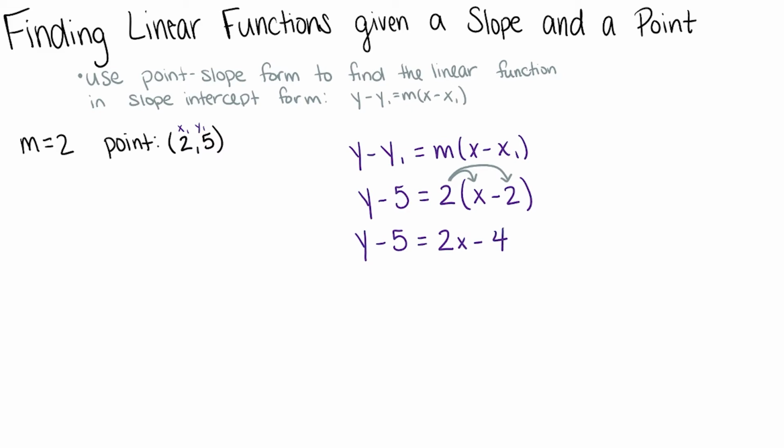Now, to get y by itself, let's add 5 to both sides. So on the left side, we're just left with y. And on the right side, we have 2x plus 1. So our line has the equation y equals 2x plus 1.